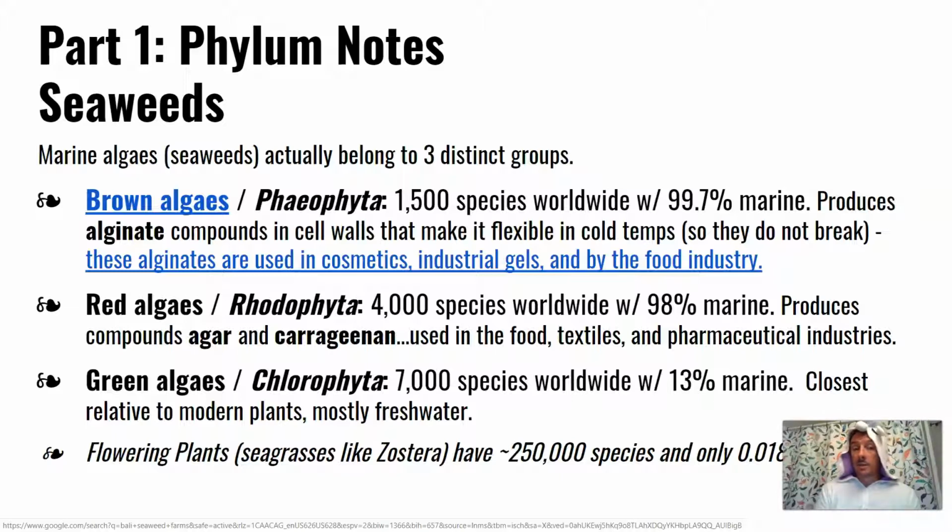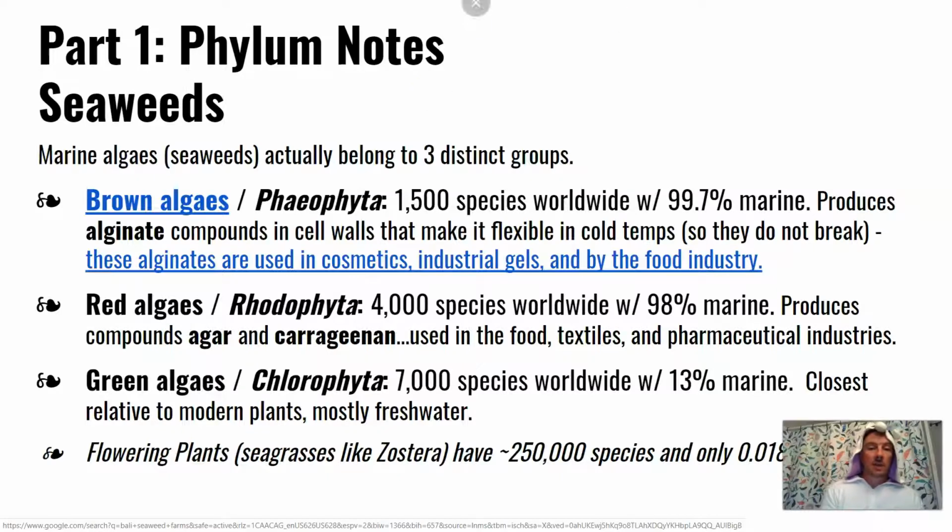The red algae, Rhodophyta, about 4,000 species. So there's a lot more of those. About 98% are marine. And they produce agar and carrageenan, which is another kind of alginate style compound, flexible, jelly-like. And you can feel it when you pick up seaweeds and kelps. They're slimy, and especially if they've been left out in the sun and they start to decompose, all of the alginate slips out of the cell walls and makes this real mucus. You can pick some up and huck them at your friends, and it's gross.